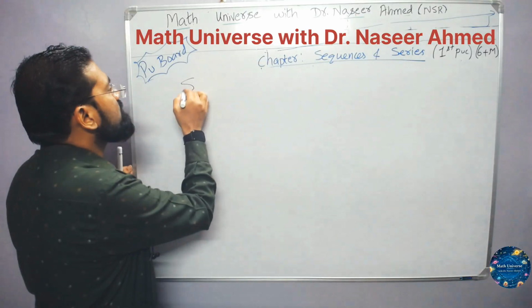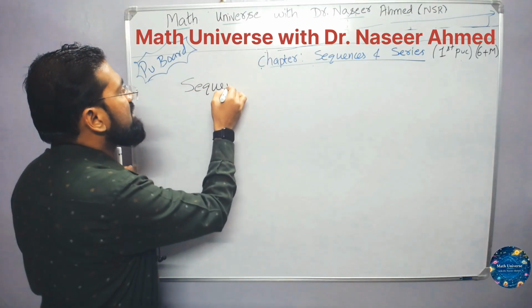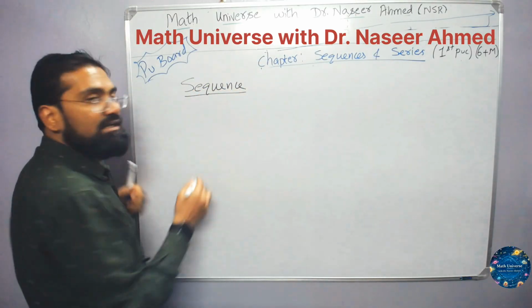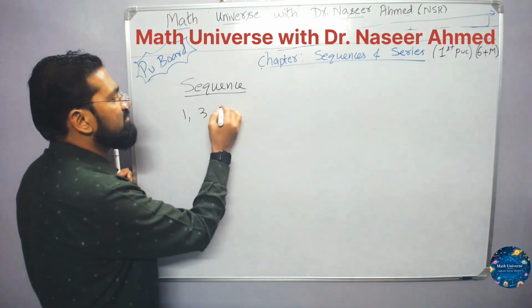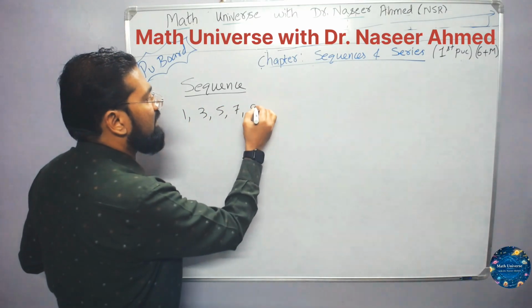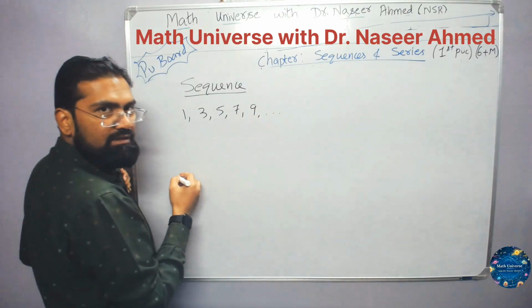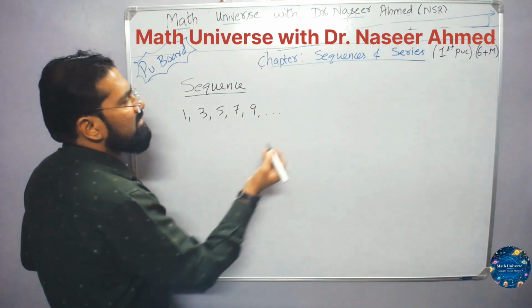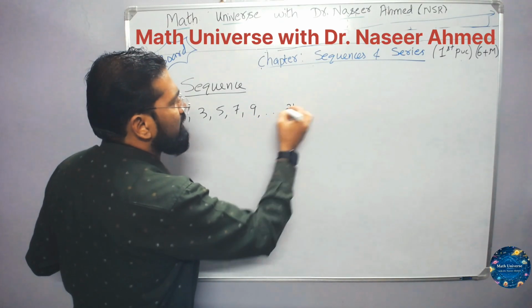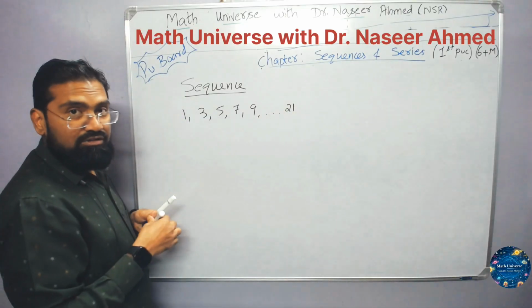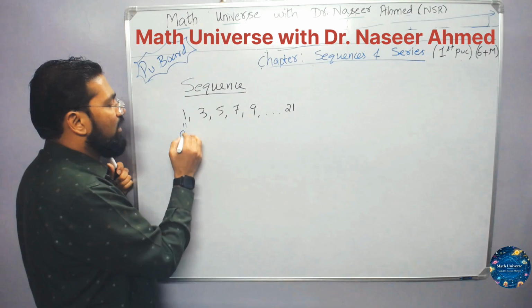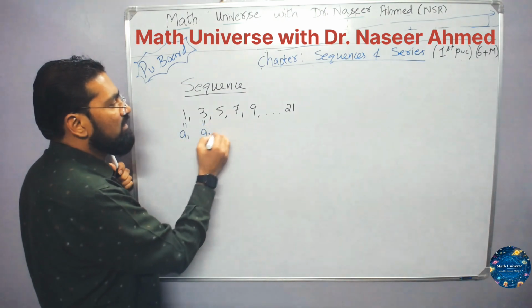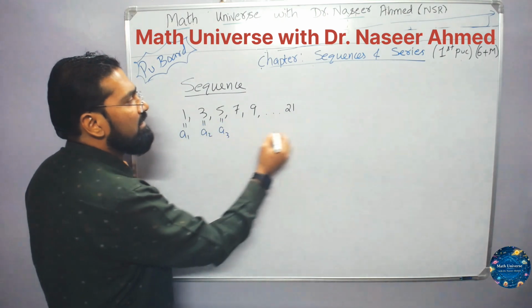Now moving on to the example on sequence. Let us suppose that we have got some numbers to be arranged in a pattern. So 1, 3, 5, 7, 9 and so on. Let us suppose the last term is something like 21. Now I want to know the location of this. So as you can see, this is the first term, so we write this as A1. This is the second term, so we write as A2. This is the third term. And ultimately this is what?